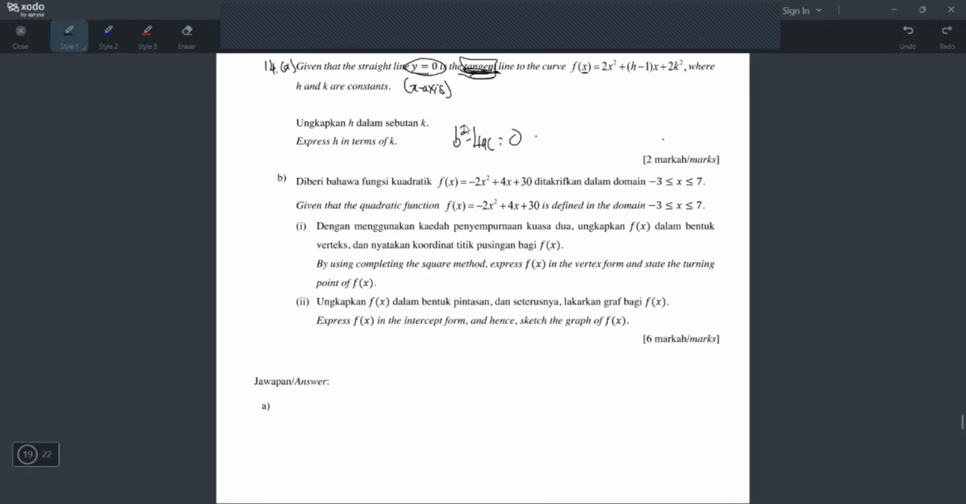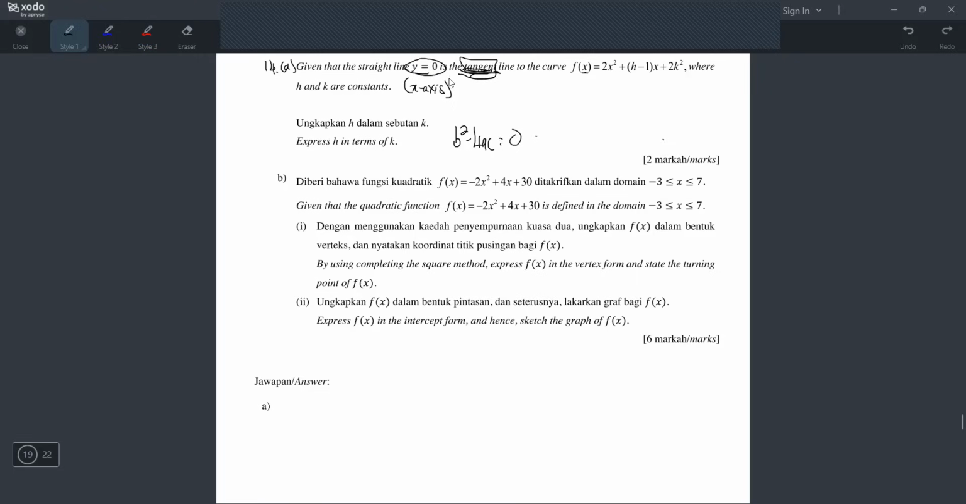But I still want you to know that sometimes they might not give you the x-axis here. They will give you another straight line. But if they give you another straight line, how do you do it? You do simultaneous, and then you do b squared minus 4ac, depending on whether they say 2 points or 1 point. If 2 points, bigger than 0. If tangent, 1 point, equals 0. If it does not touch, smaller than 0.